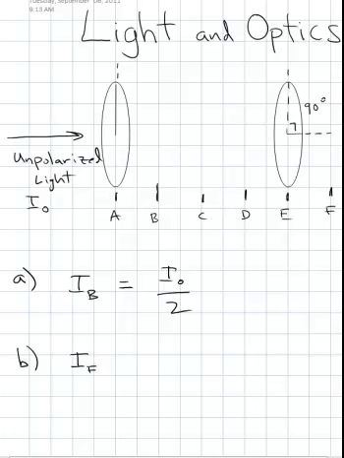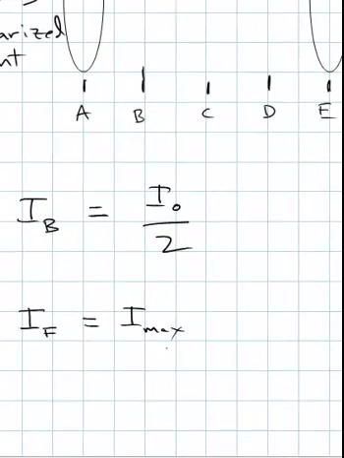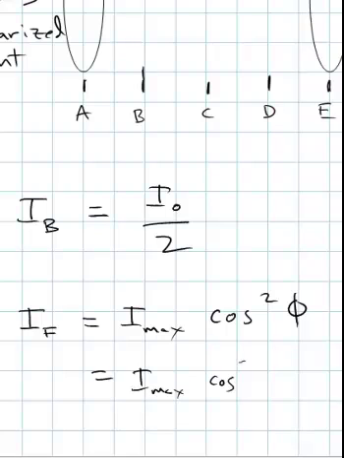So what we have here is the intensity at point F is going to be the intensity coming into that filter multiplied by cosine squared phi, where that's the angle between the two polarizing filters. And so what do we end up with here? We end up with the cosine squared of 90 degrees, which is 0.